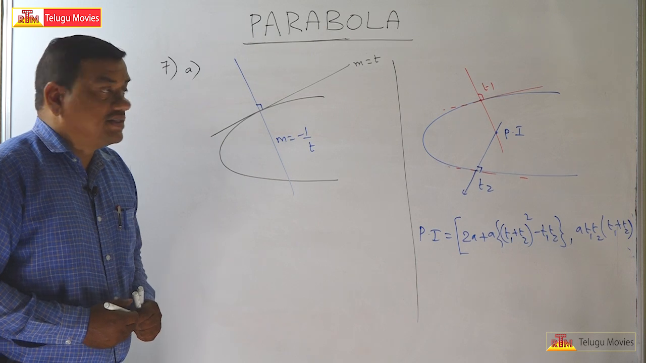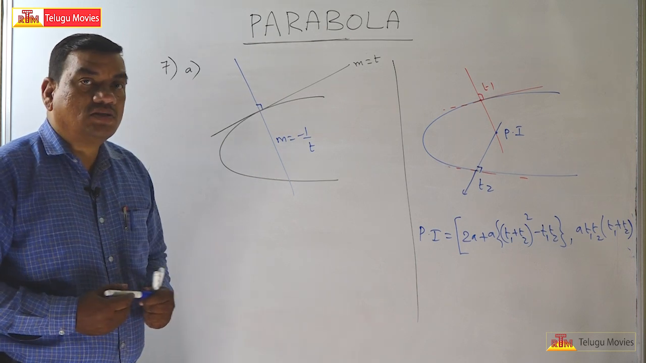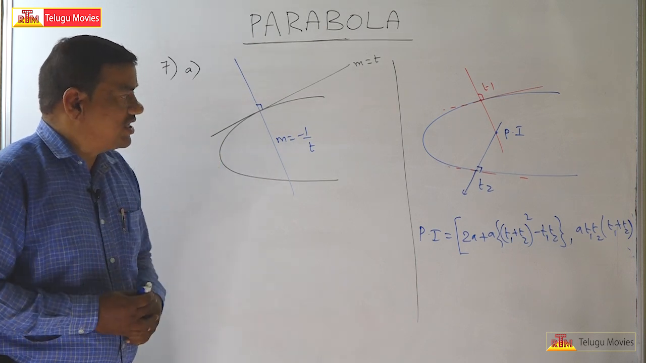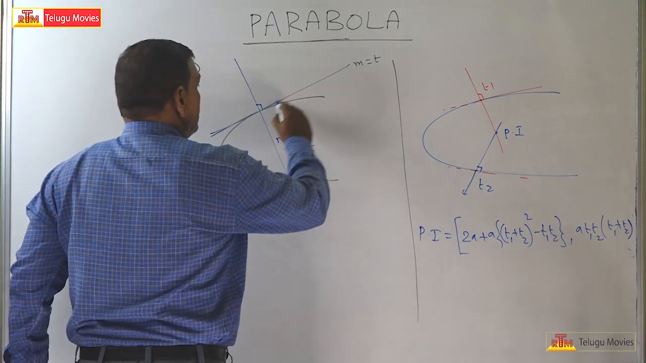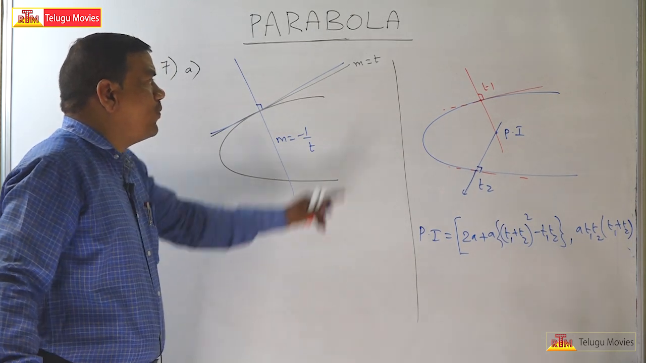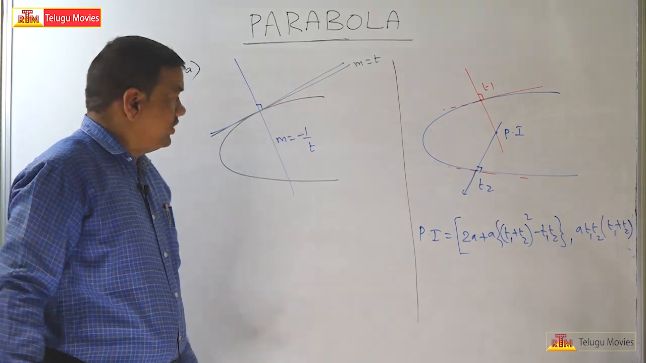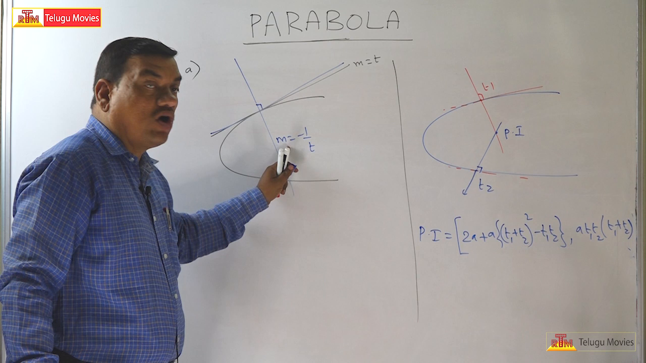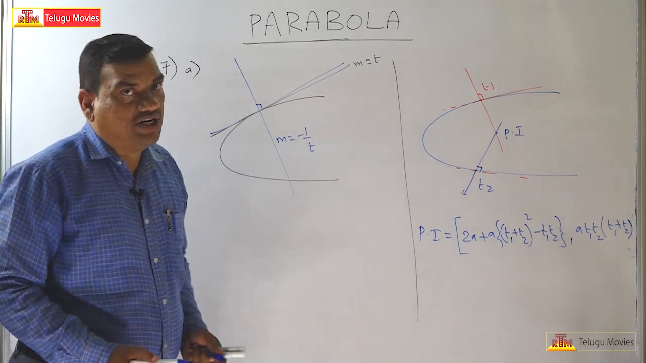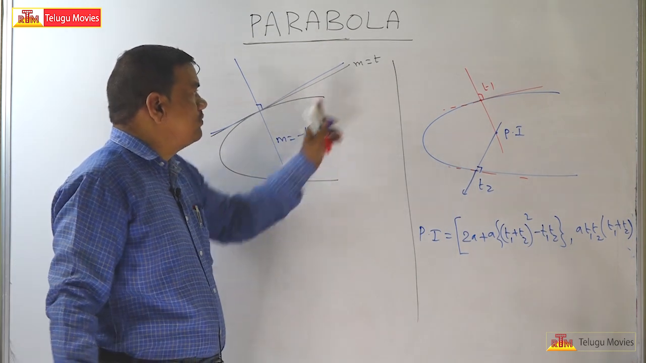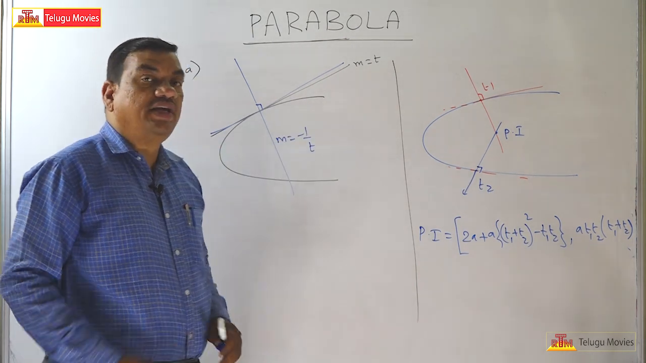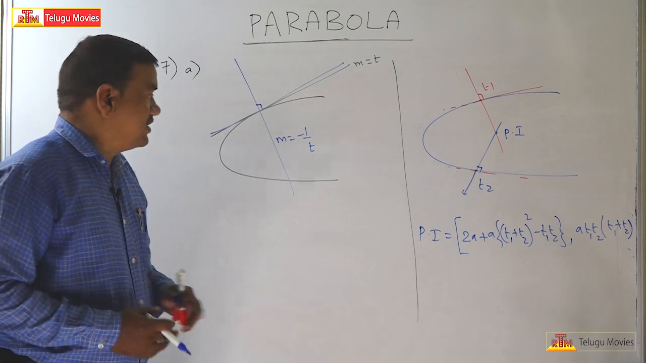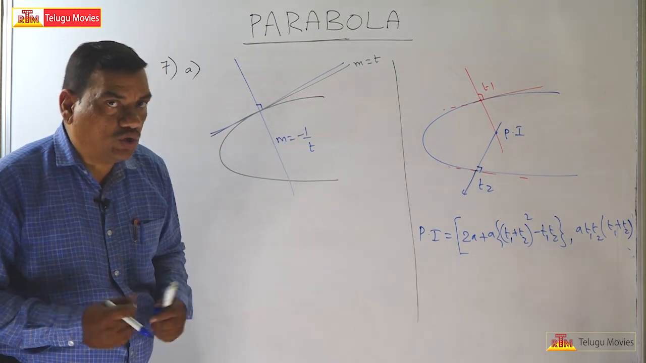Let us come back to these results on normals. There are two results. So let us see these results. If this is a tangent with slope m equal to t, then the slope of the normal is equal to minus 1 by t. Why? Because the product of the slopes is equal to minus 1. That is, minus 1 by t into t, so t will get cancelled, giving minus 1. The product of the slopes is equal to minus 1.